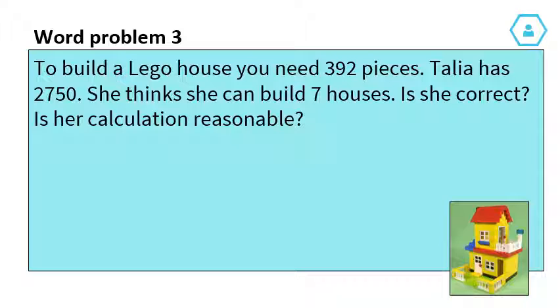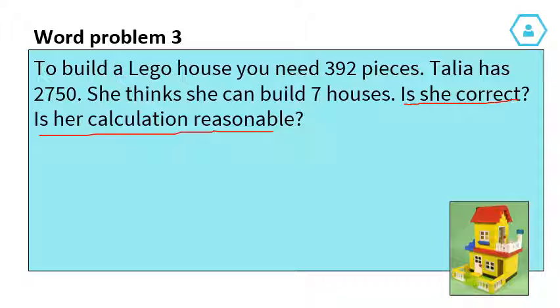Okay, to build a Lego house, you need 392 pieces. Talia has 2,750. She thinks she can build 7 houses. Is she correct, and is her calculation reasonable? So here we've got 2 questions within the 1 question, so we need to answer both of these.